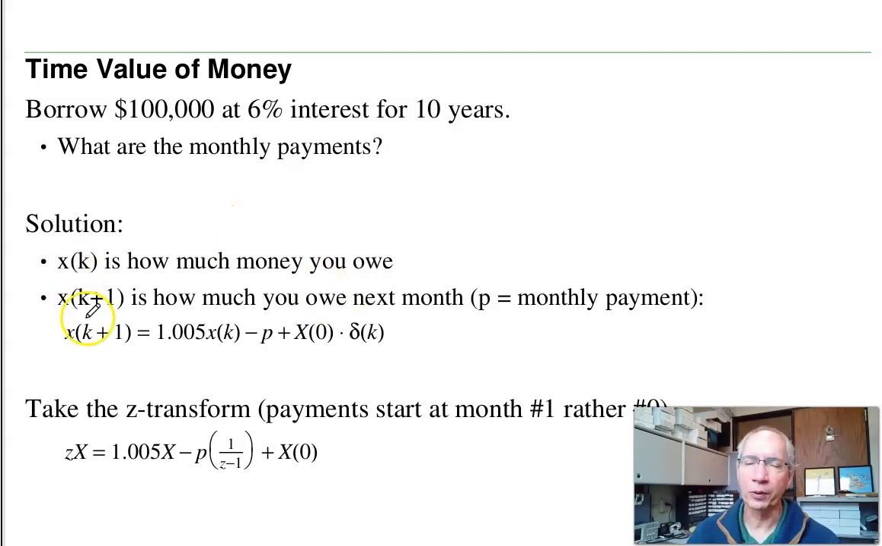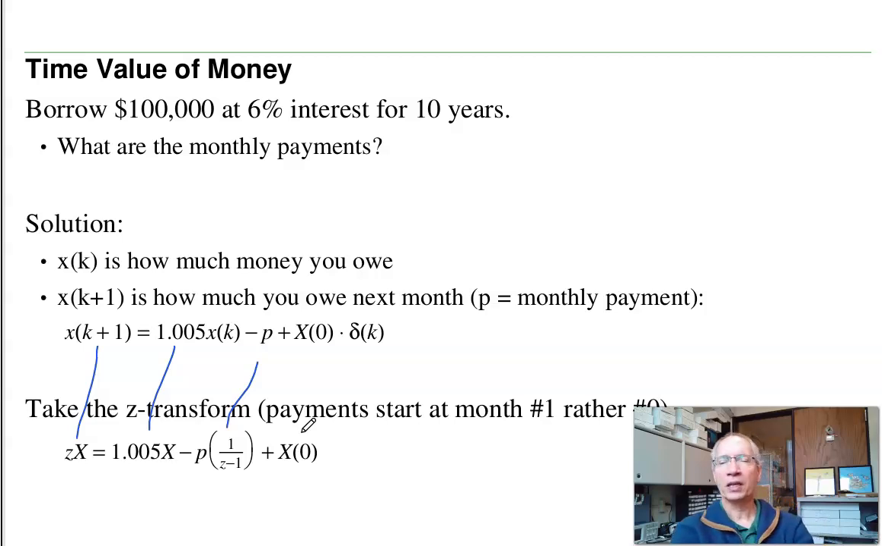Now take the Z transform. X of k plus 1 is zx of k. Here's x. This is a unit step that turns on at k equals 1. When you borrow money, you don't pay money back right away. You wait a month, then you pay money the first month up through the 120th month. That's 10 years, 120 payments. And borrow money at k equals 0. That's my delta. The Z transform of a delta function is 1.